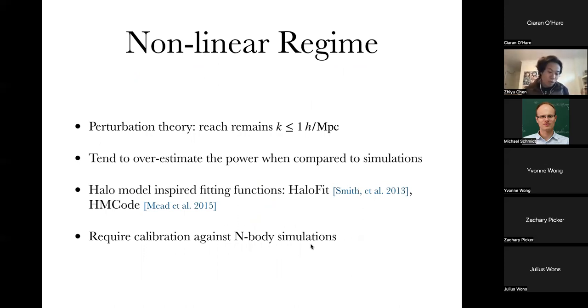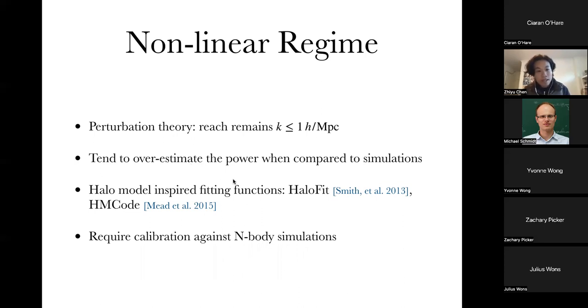So, trying to push into the nonlinear regime has been thought about for a very long time. Perturbation theory can go up to higher orders. You can add second and third order perturbation theory to solving the Vlasov-Poisson equation. But the reach still remains well and truly below k of 1. And even in the quasi-nonlinear regime around k of 0.1, perturbation theory tends to overestimate the power. And exactly how much you overestimate it by is hard to say until you actually compare it to a simulation.